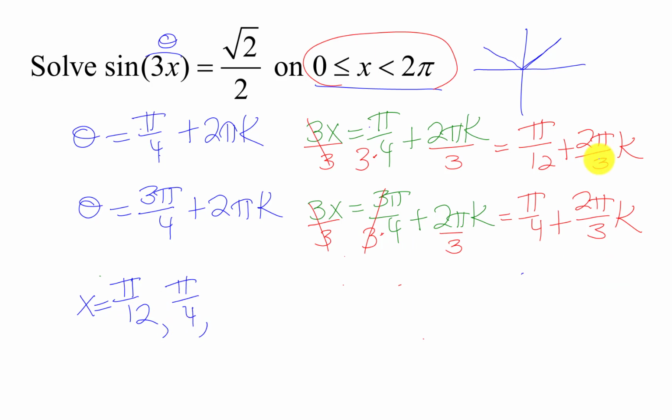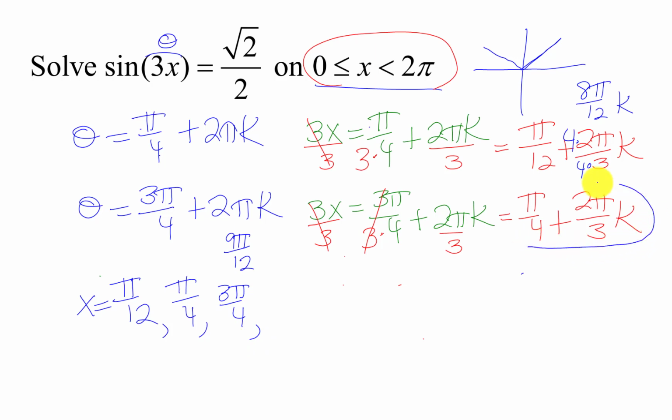Now let's go ahead and make this into twelfths, because it will make it so we can easily add that. That's going to be 8 pi twelfths k. So pi twelfths plus 8 pi twelfths would be 9 pi twelfths. I'm going to write it above because I'm going to reduce it. 9 pi twelfths, and that would be 3 pi fourths. So that's my third solution.